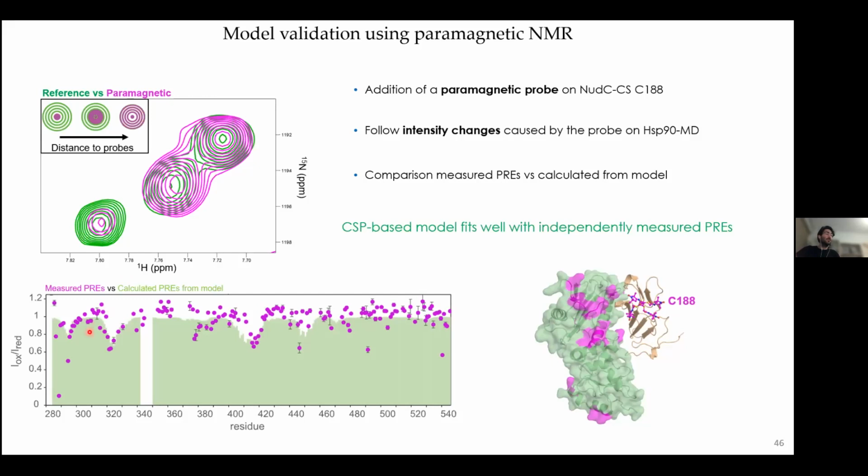So in purple dots is our measured PRE, so paramagnetic changes of intensity from the NMR experiment. And in green is our calculated PRE from the model. And as you can see, we have a very good match, a very good correlation between the intensity reduction that we observe in our experiments and the intensity reduction that is expected from the structure. So by using paramagnetic NMR, we can validate the model that we generated using chemical shift perturbations. Now, we have created this model on the isolated domains, but we really want to validate that this interaction is actually happening on the full-length protein.